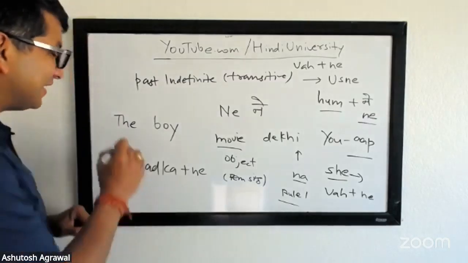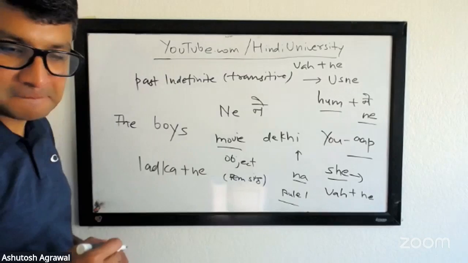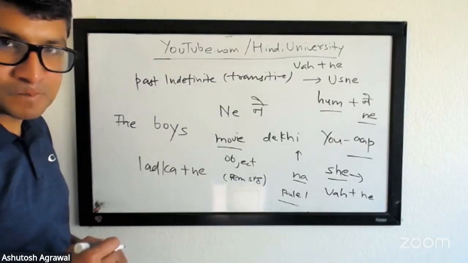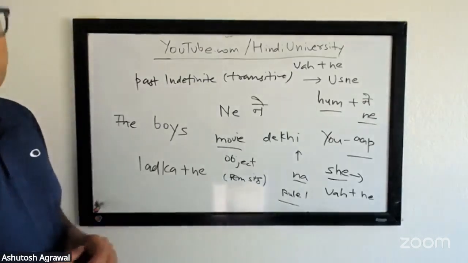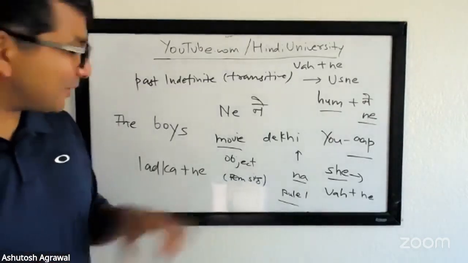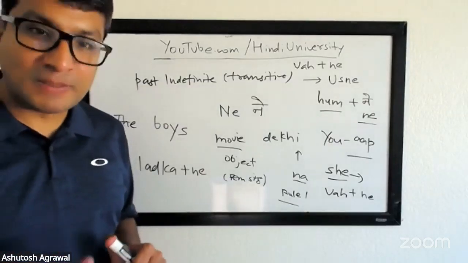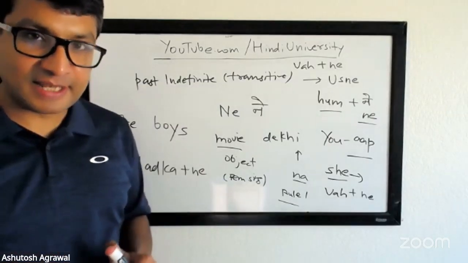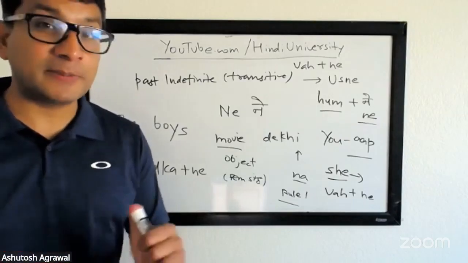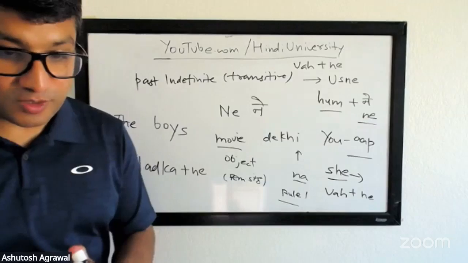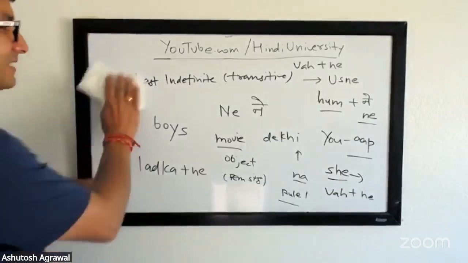Let's say you have boys watched a movie. Ladko ne. That's right, ladko ne. Okay. Yeah, because ladka is singular, ladke is plural. But the oblique case of singular ladka is ladke, and the oblique case of ladke, plural or multiple boys, is ladko. Could you write it down on the whiteboard, please? Yes. Thank you.